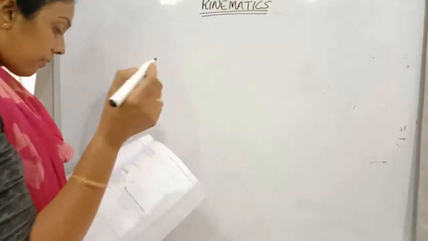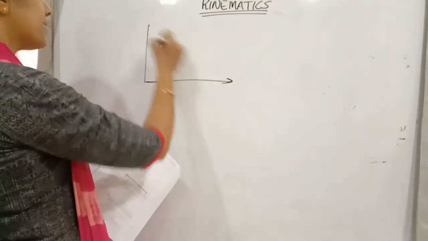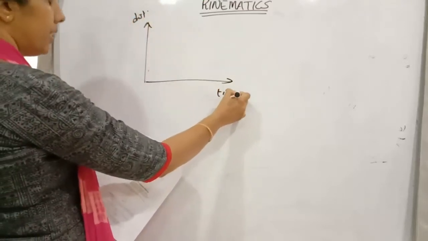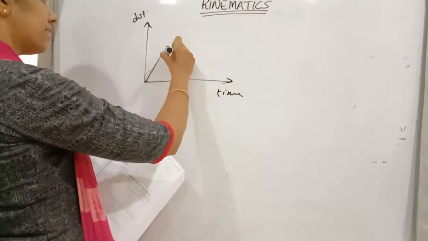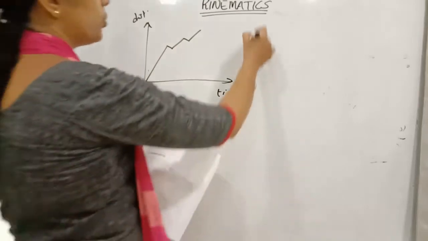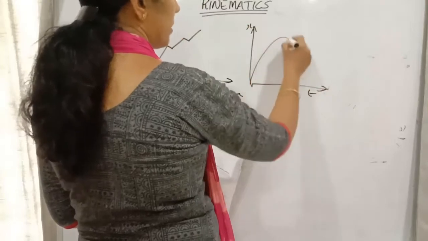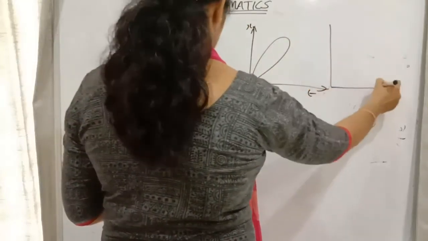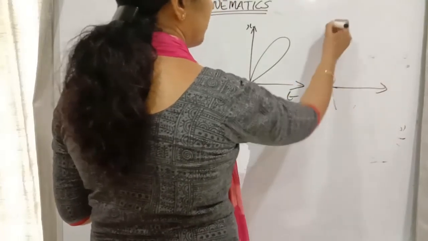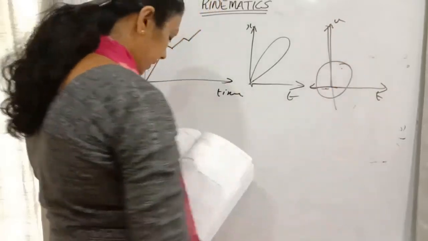So the graphs are all position time. Here it is total distance covered divided by time. It is given like increasing, then like this, then increasing, then like this, again increasing. And the next one is a position time graph, given like this. Next one is given as a velocity time graph. Here it is velocity and this is time. So it's like this.